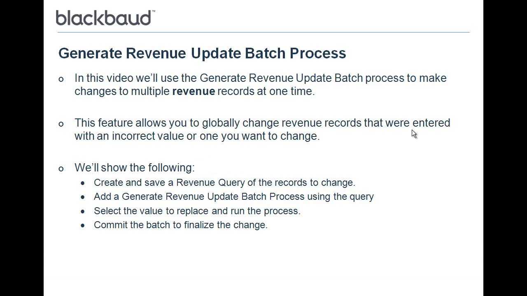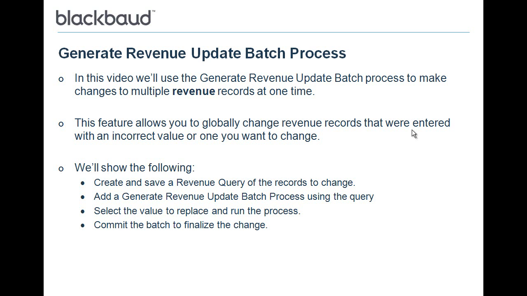I'm here today to talk to you about the Generate Revenue Update Batch process. In this video, we'll use the Generate Revenue Update Batch process to make changes to multiple revenue records at one time. This feature allows you to globally change revenue records that were entered with an incorrect value or one you want to change. For example, yesterday we committed a batch with payments going to the incorrect designation. Using this new feature, we can globally correct all payments with the incorrect value and change them to the correct value.